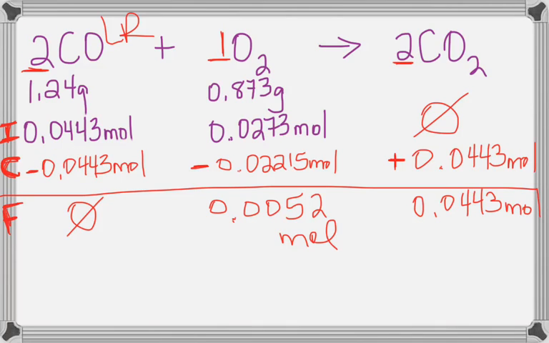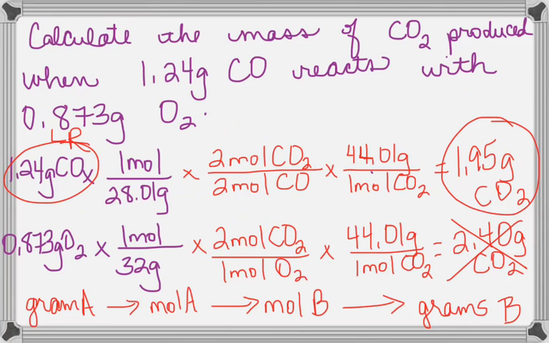Now, what we have here, guys, when we set up a table like this and we came up with the 0.0443 moles of CO2, can you convert that to grams? Yeah. How do you convert from moles to grams? Multiply by the molar mass. This 0.0443 moles matches this 1.95 grams we calculated over here. They're the same answer for an amount of CO2. It's just one's in moles and one's in grams.